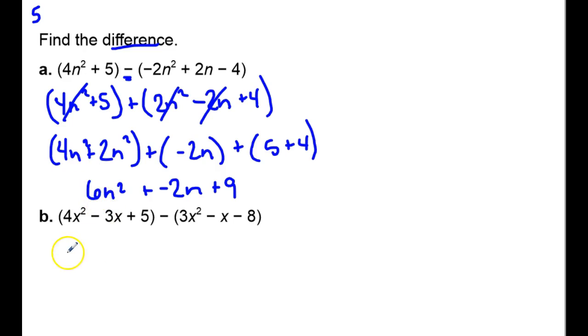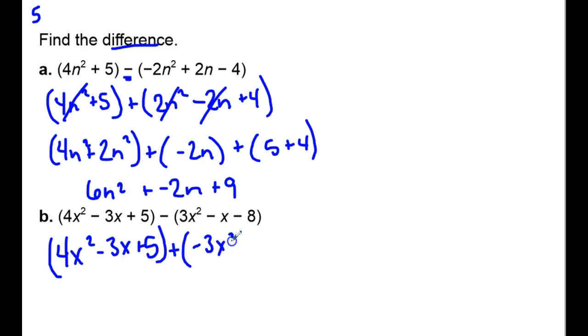So now let's try part B. So again, I write my first equation exactly as it is, my first polynomial, and then I have to change my sign to addition, and in order to do that I have to change the sign of everything that follows it. So since this 3x squared was positive, it now becomes negative. This x was negative, it becomes positive, and this 8 was negative, so it becomes positive.